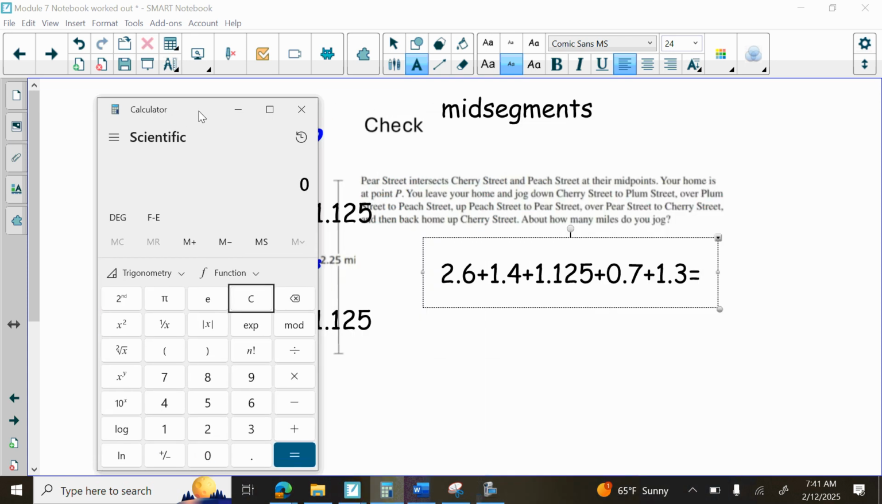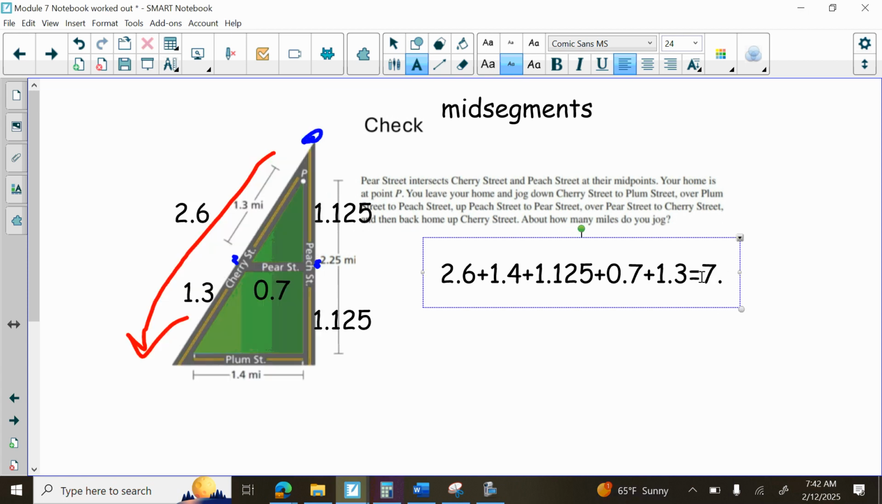So 2.6 plus 1.4 plus 1.125 plus 0.7 plus 1.3 is 7.125. That's the total distance you jog, and this is in miles. Any questions?